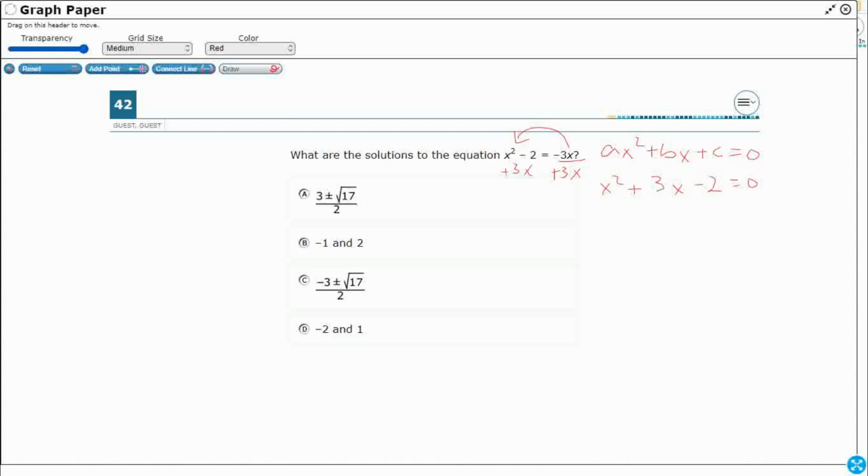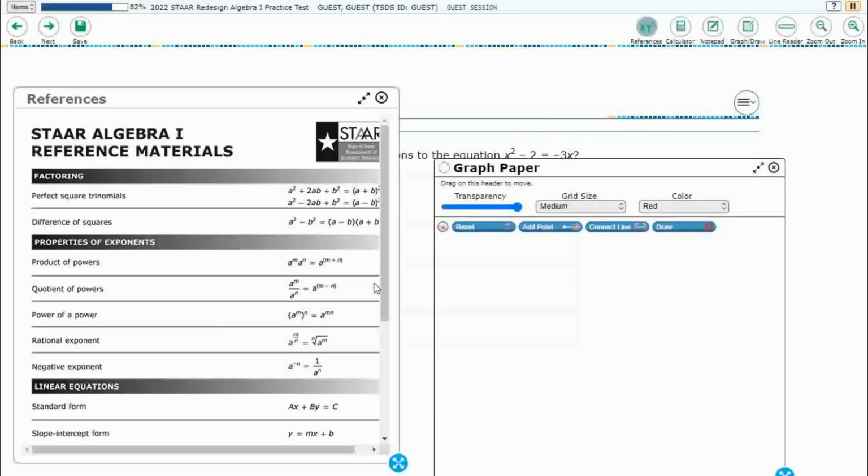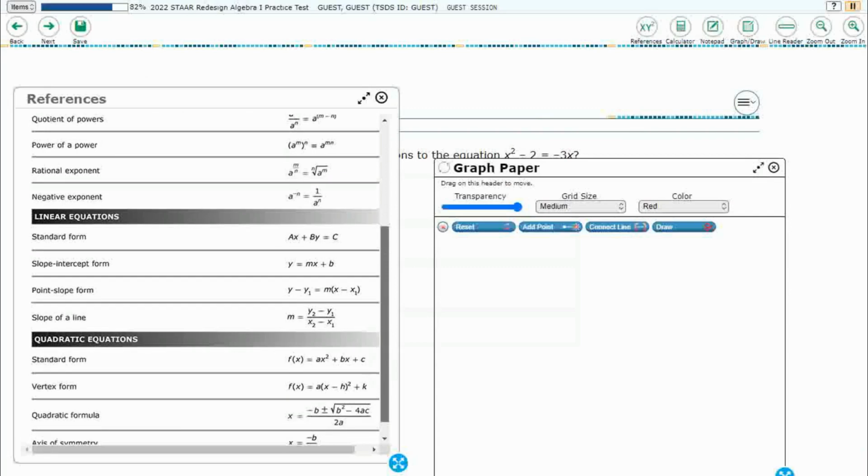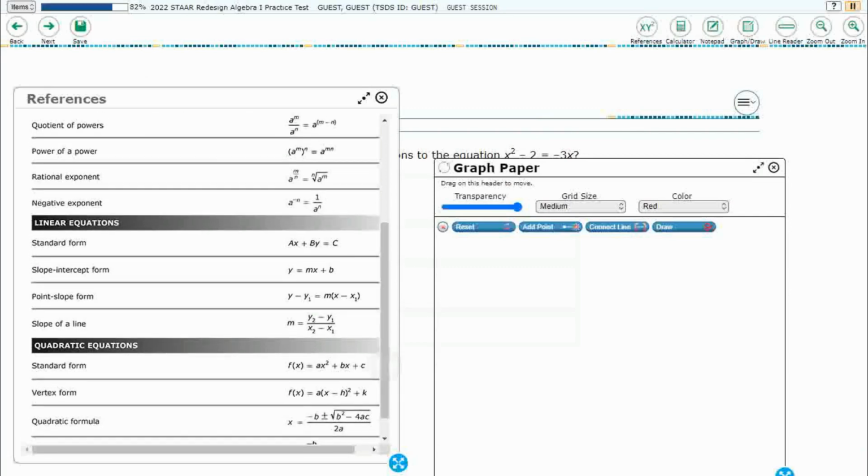So if we find our a, right, our a is going to equal 1, our b is going to equal 3, and our c is going to equal -2. All right, well, we've got a few options. We can complete the square, or we can use the quadratic equation. Let's start with the quadratic equation, right? So negative b plus or minus square root of b squared minus 4ac, and that is over 2a, and if for some reason you forget that, remember that's on your reference materials. It's down at the bottom here, quadratic. You see right there, that quadratic formula right at the bottom of the screen.